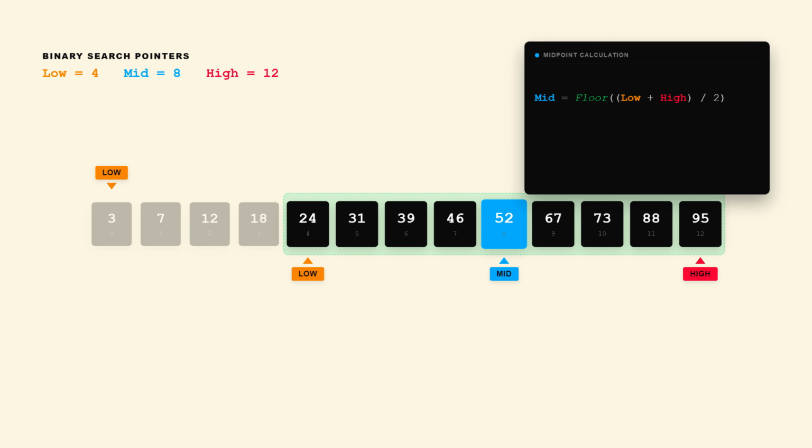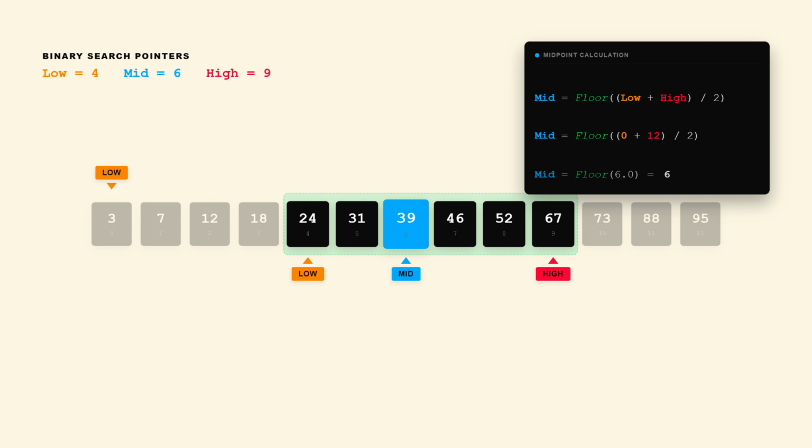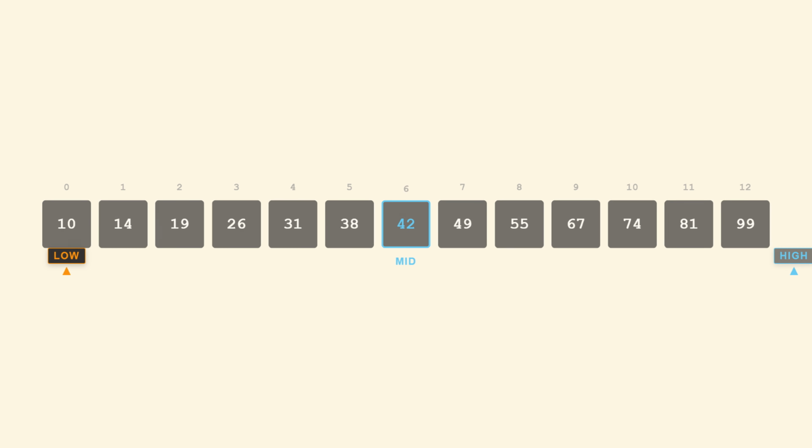To inspect the data, we calculate the exact middle index using a straightforward mathematical formula. We add the low and high values together and divide by 2. Because array indices must be whole numbers, we drop any fractional remainder using integer division. The resulting index is where we place our mid pointer, splitting our search space directly in half.